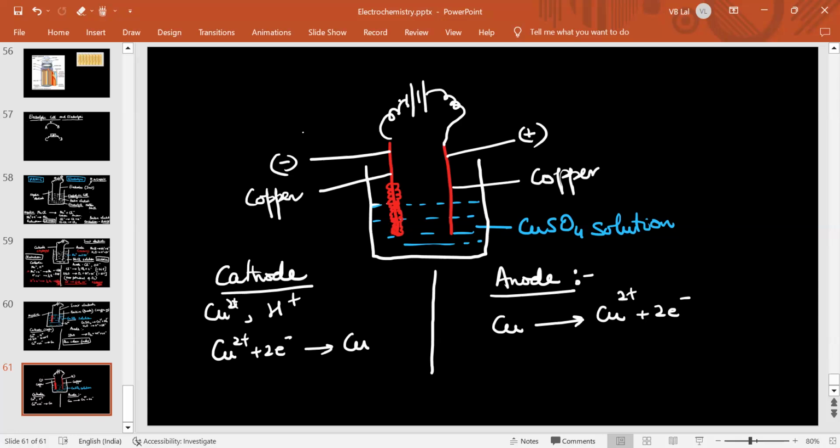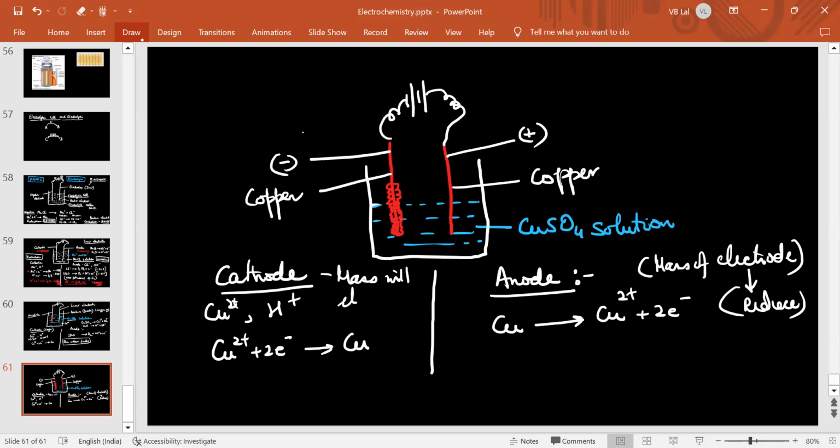So after some time, what will happen to the copper electrode? The copper electrode slowly will start diminishing in size. At the anode, what will be the observation? The mass of the electrode will reduce. And what will happen here? The mass of the electrode will increase. Why is the mass of the electrode increasing here? Because copper is getting deposited. Why is the mass of the electrode reducing here? Because copper is going into solution.